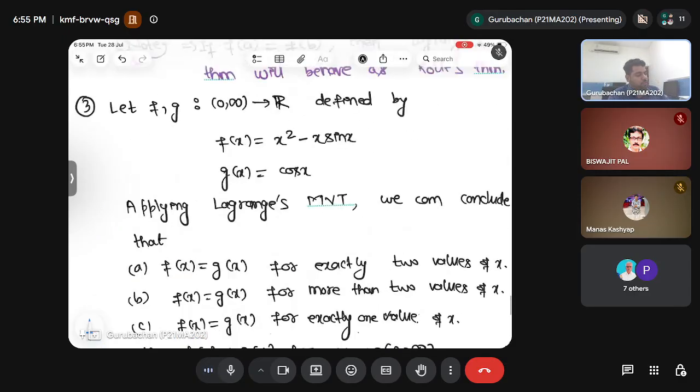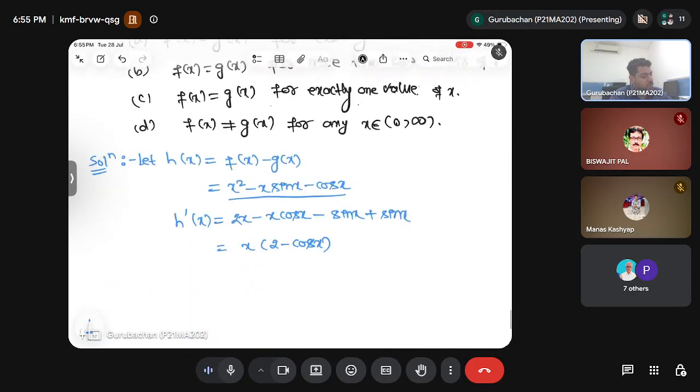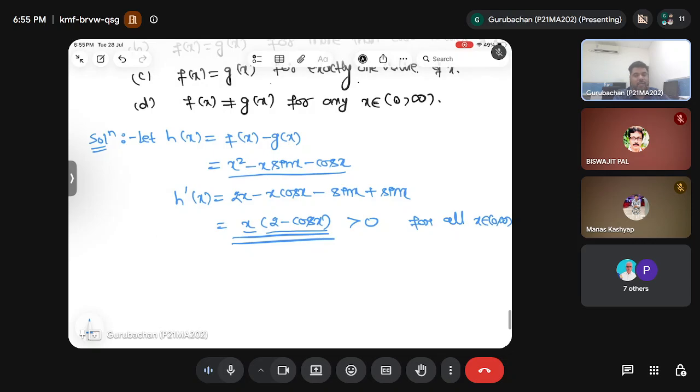Over this domain 0 to infinity, can you say anything about this quantity? Always positive. It is never zero. Good. Since we know that cos x lies between minus 1 and 1, this quantity will be positive, and since our domain is positive, this will be positive for all x in 0 to infinity. So now you know that h dash x is greater than 0.